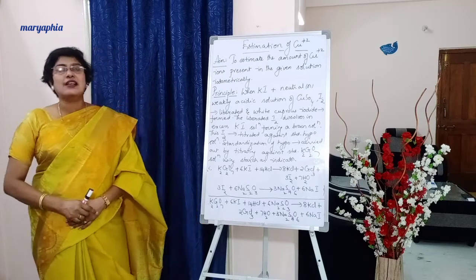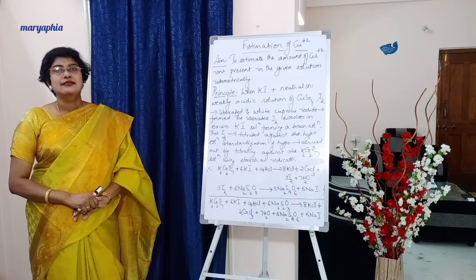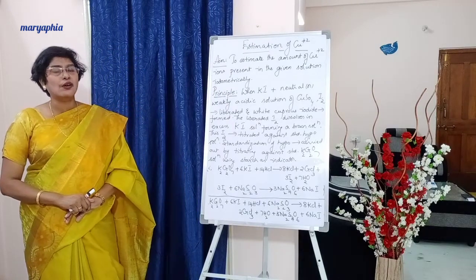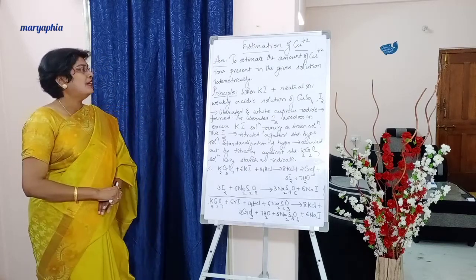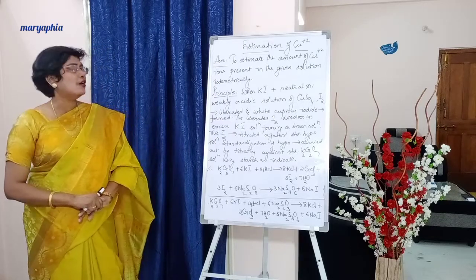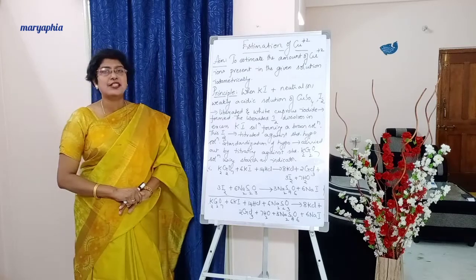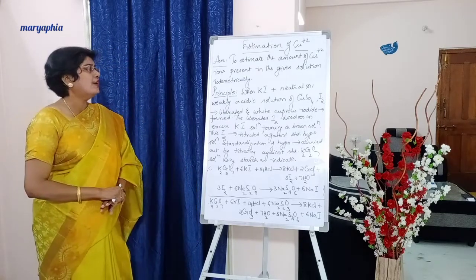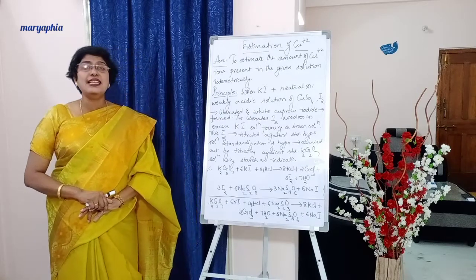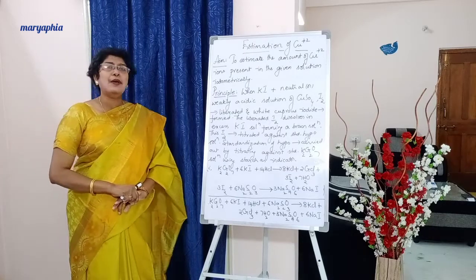Put the side heading principle. Write down. When potassium iodide is treated with neutral or weakly acidic solution of copper sulfate, comma, CuSO4 is copper sulfate, students, comma, iodine is liberated and white cuprous iodide is formed. Full stop.